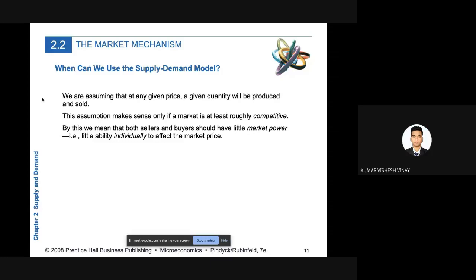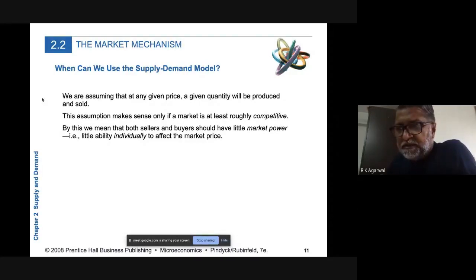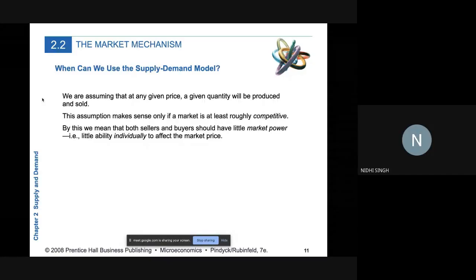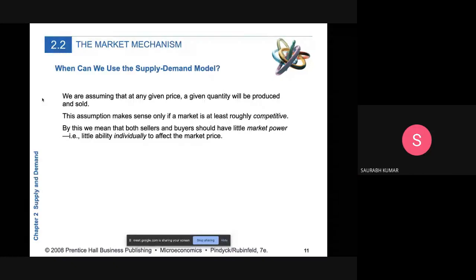So can you repeat the question? So I guess the price has absolute market power. So basically the question is, if you happen to be the sole supplier of a product, then can you impact or change the price on your own? Yes, sir, you can.